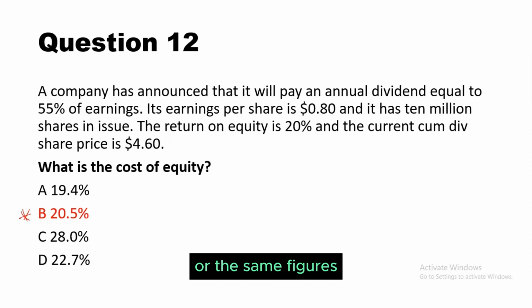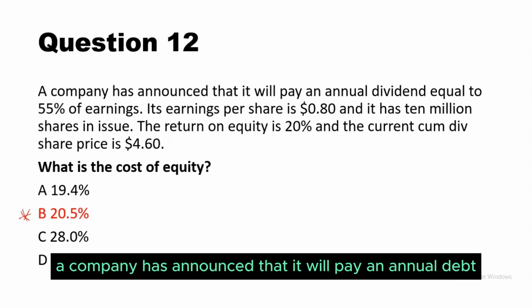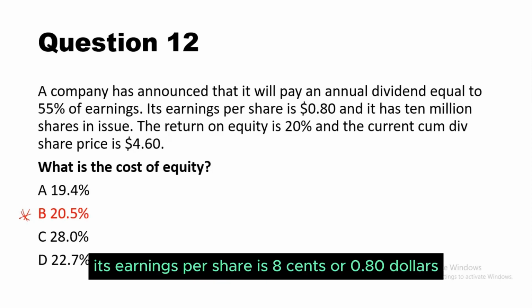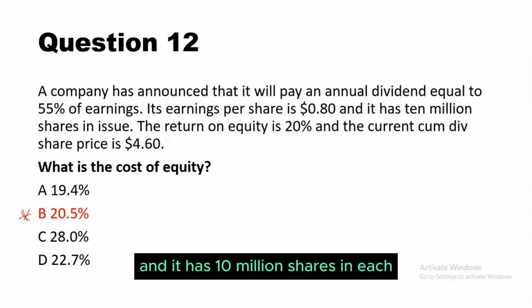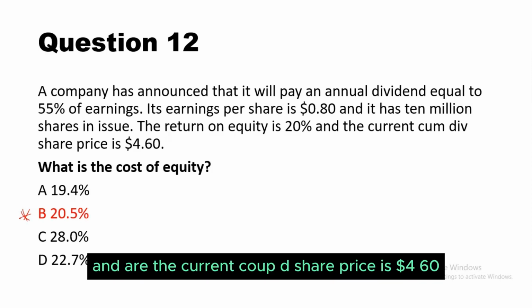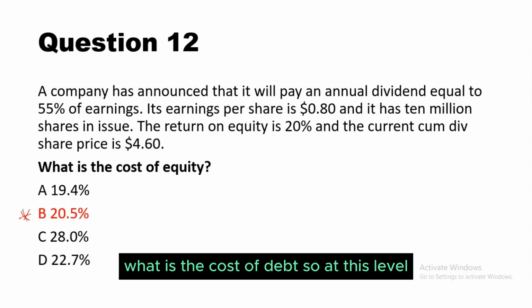or the same figures. A company has announced that it will pay an annual dividend equal to 55% of earnings. Its earnings per share is 80 cents, or $0.80, and it has 10 million shares in issue. The return on equity is 20%, and the current cum div share price is $4.60. What is the cost of equity?